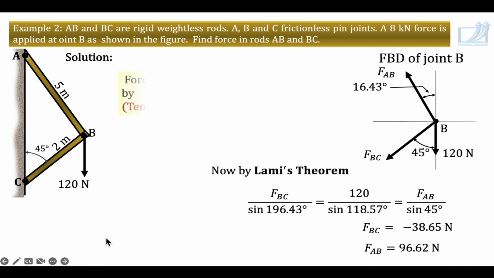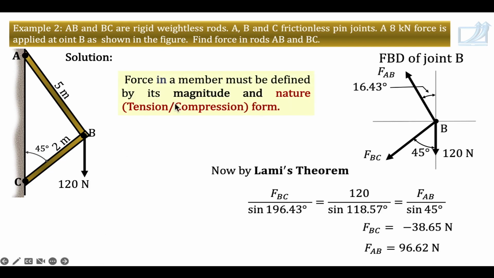Now you are asked to find force in rods AB and BC. So you should write the answer in magnitude and nature form. That means you should write whether it is tension or compression. So FBC is 38.65, but we got a negative answer, it means it is compression. And FAB, positive answer means tension. Now what is the logic behind that? While solving a problem, always assume force by a two-force member to be a pull type of force. When you get a negative answer, it means compression. When you get a positive answer, it means tension.